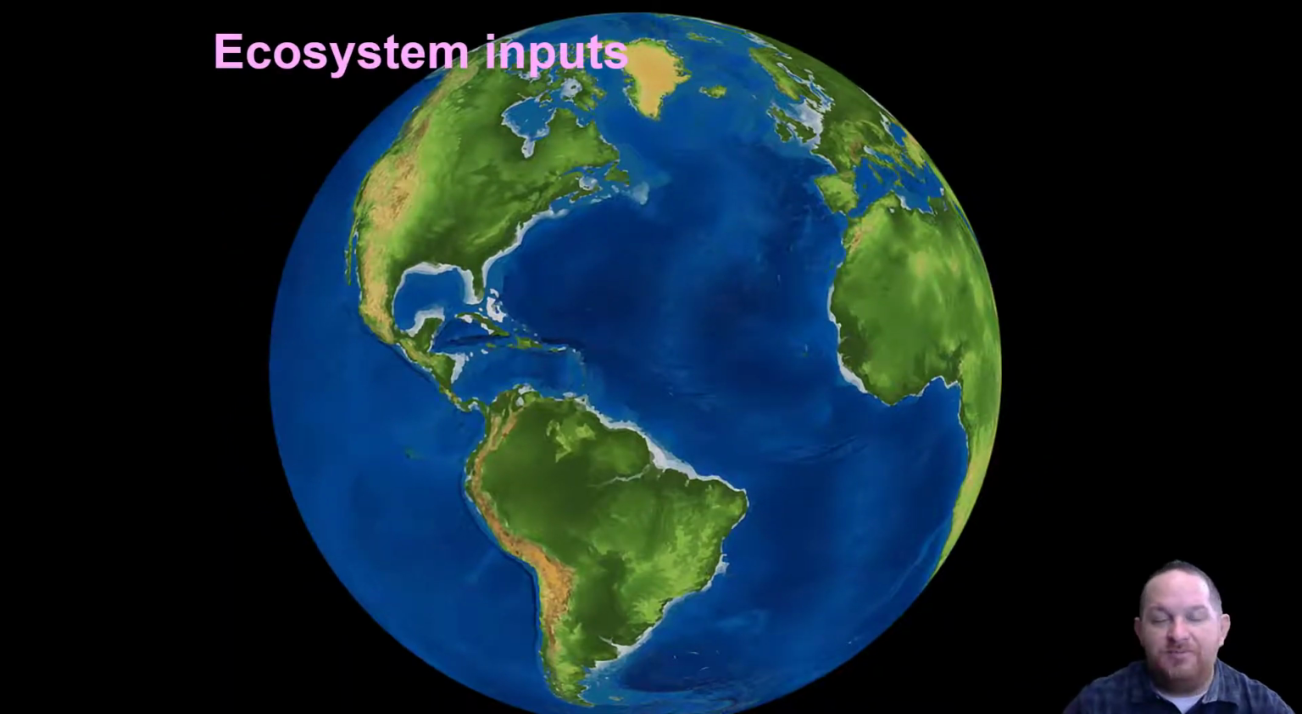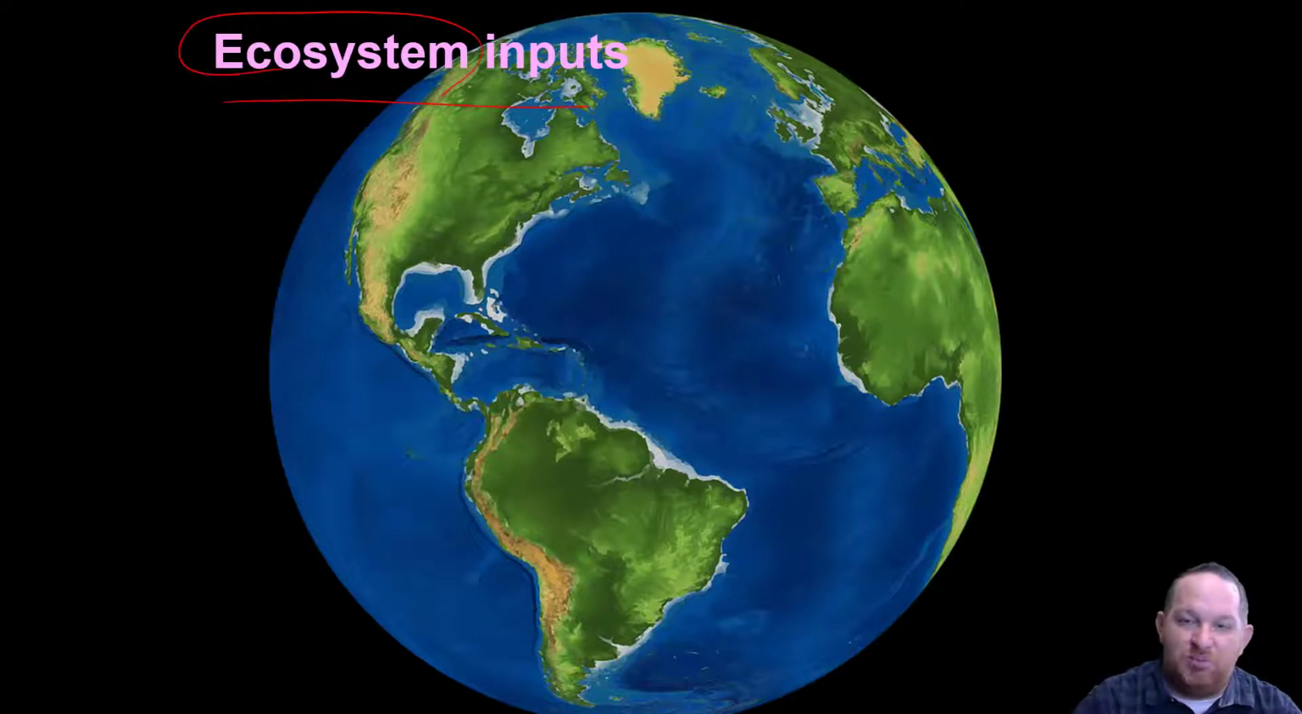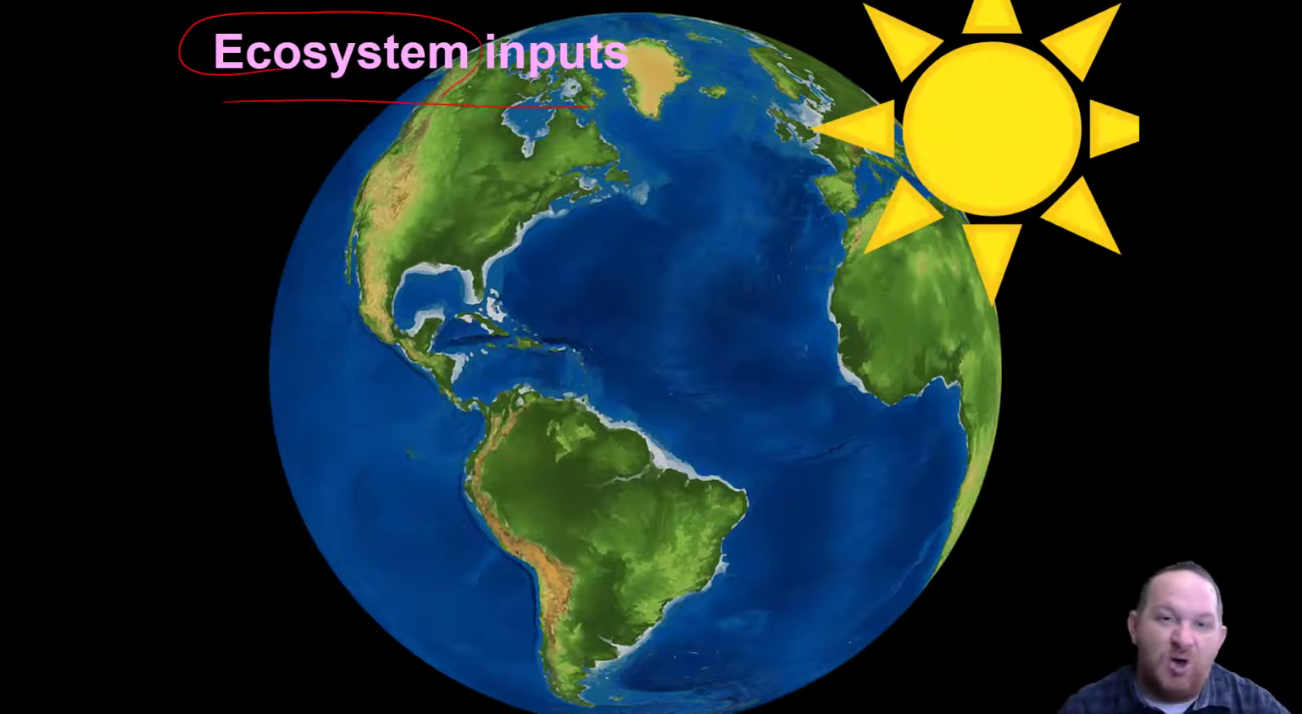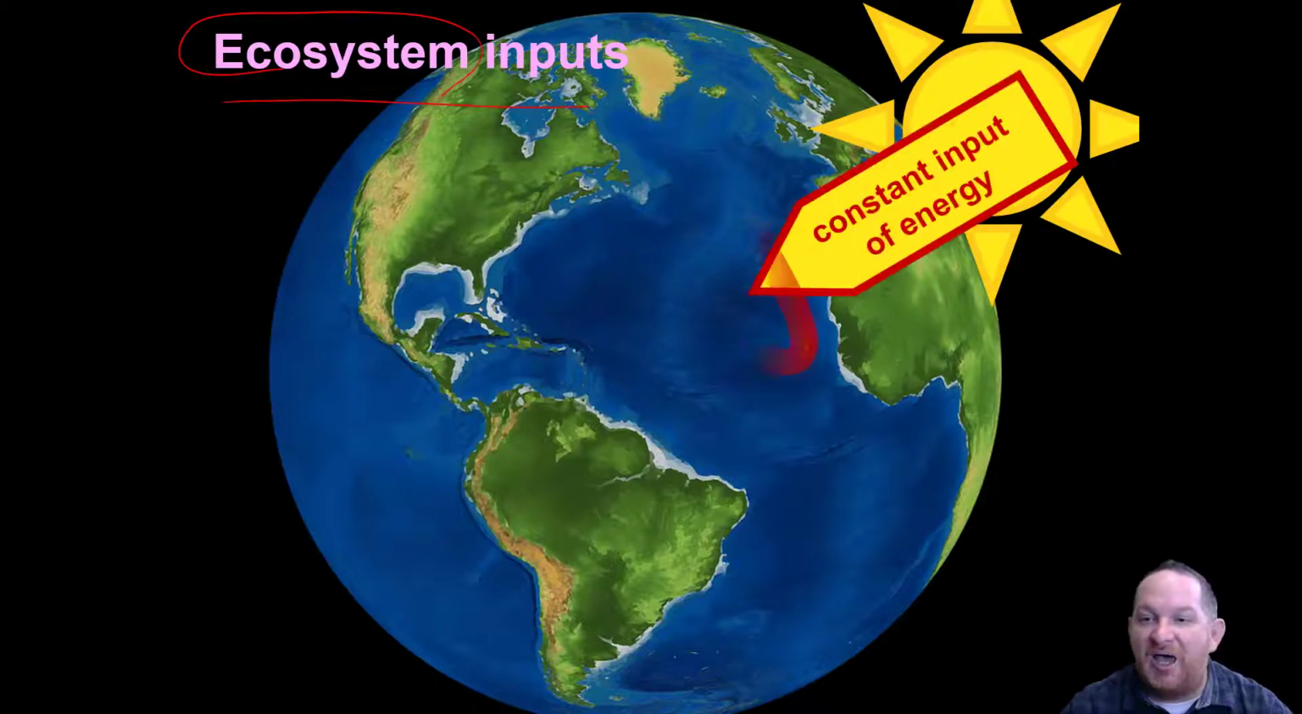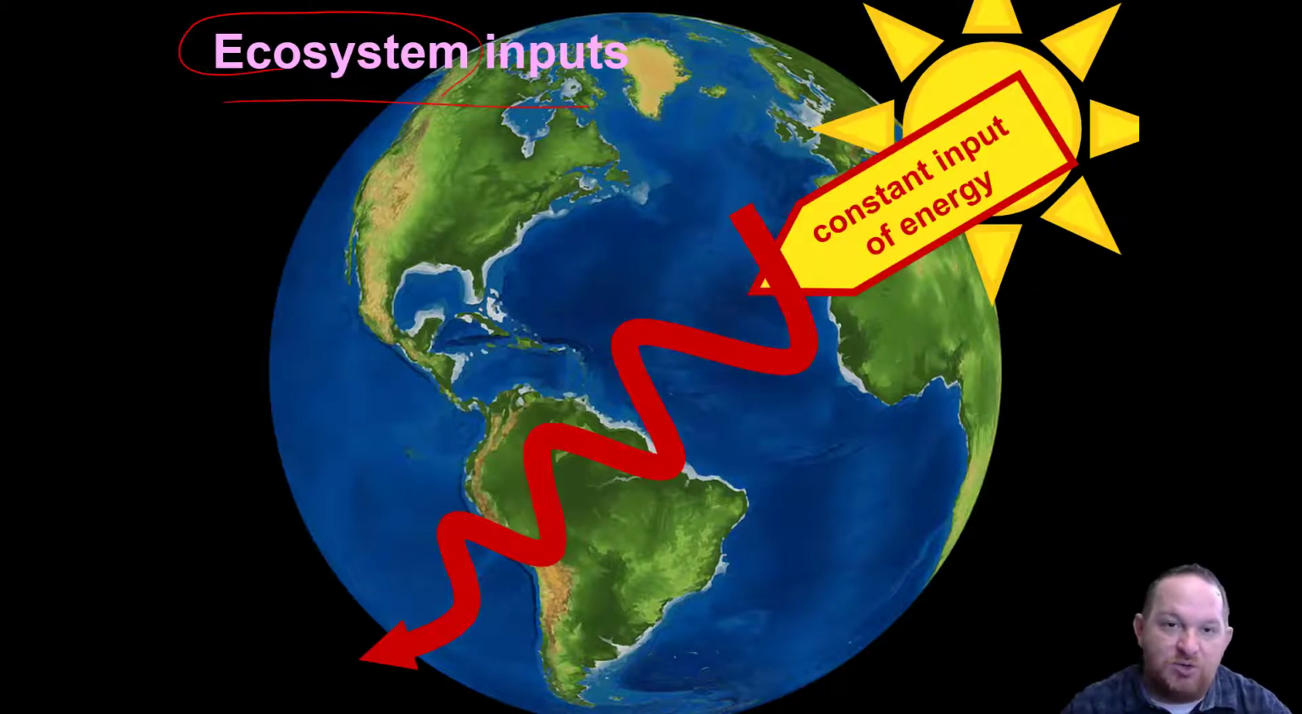Okay? So, moving on. Let's talk about our planet and what the inputs into our ecosystems on our planet are. Well, obviously, the biggest input we know of is the sun. The sun has a constant input of energy onto our planet. That's consistent, constant. It comes from the sun. We can pretty much rely on that input of energy. That's coming from off our planet, right, onto the planet.